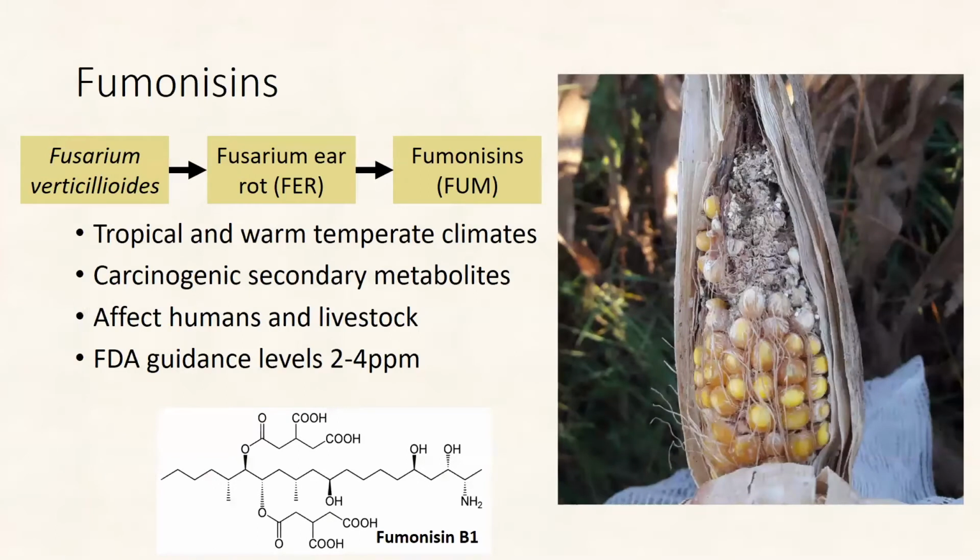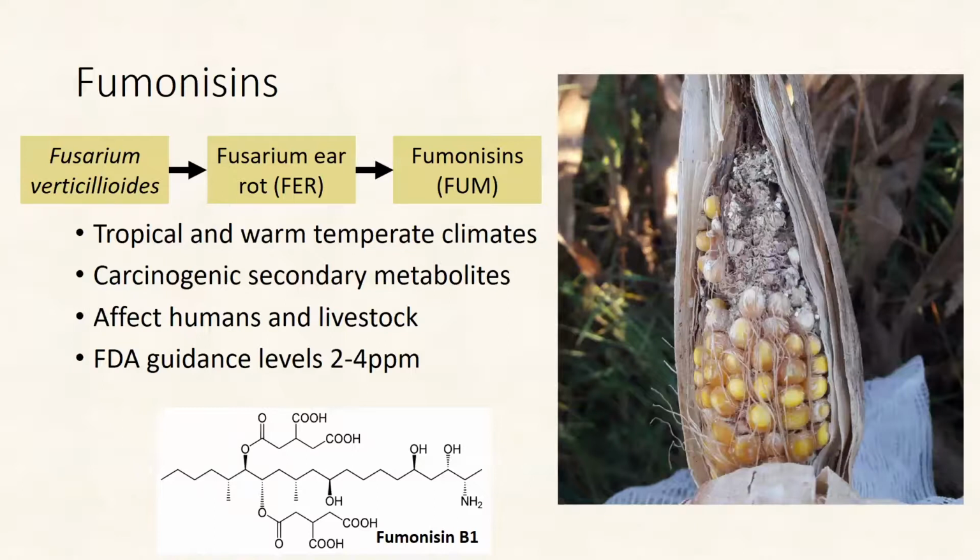So what are fumonisins? They are mycotoxins. They're mostly produced by Fusarium verticillioides. This is a fungal pathogen that causes Fusarium ear rot in corn. And this ear rot produces fumonisins. So we're interested in these because these mycotoxins are a health risk.